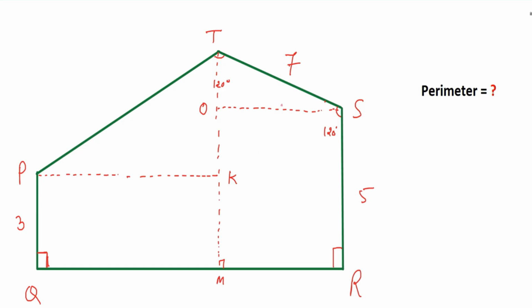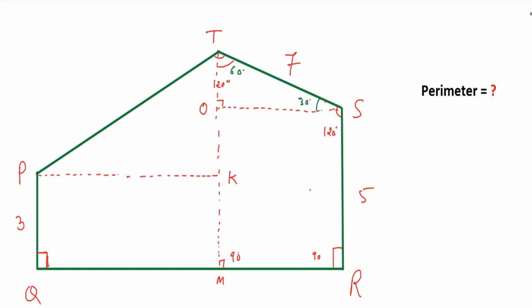If we consider this right angle triangle TOS, here angle O is 90 degrees. Very first we will consider this quadrilateral TMRS. This angle is 90 degrees. Similarly, this angle is also 90 degrees. This angle S is 120 degrees. That means this angle will be 60 degrees. In fact, angle OTS is 60 degrees. That means angle O is 90 degrees, and angle S will be 30 degrees.